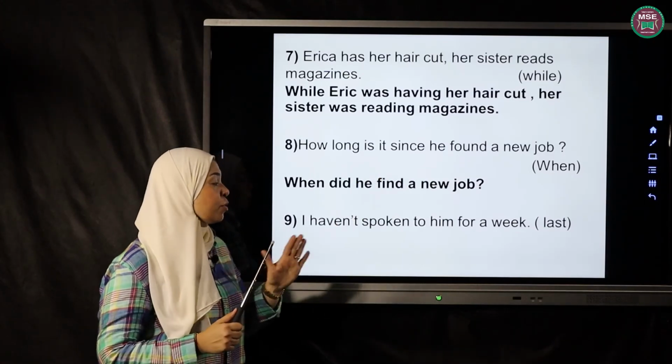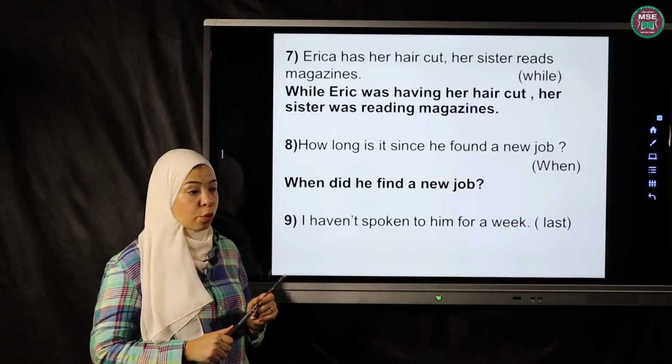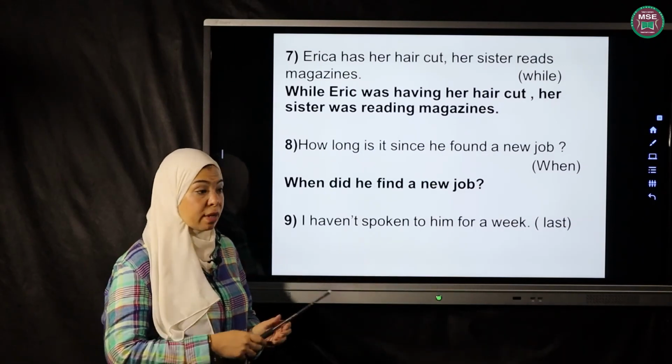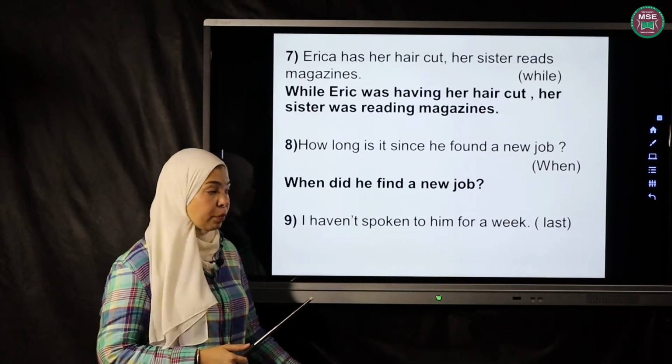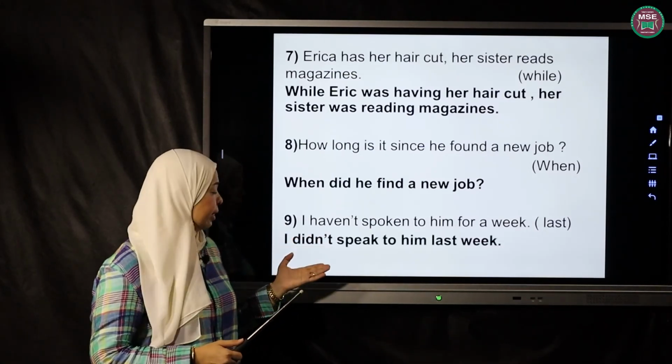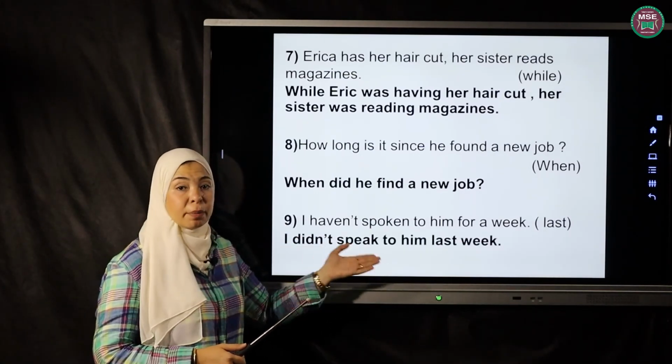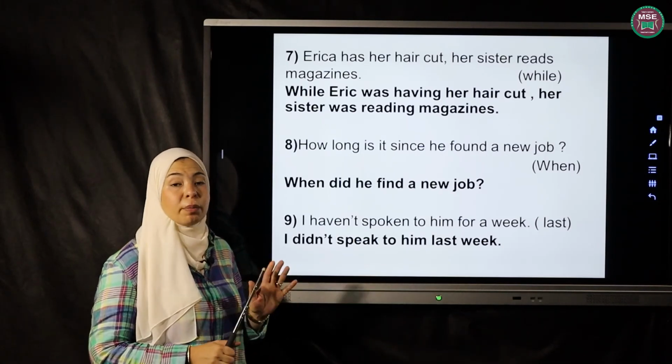Number 9. I haven't spoken to him for a week. And I want you to use last. Present perfect will be changed to past simple. Okay? So instead of saying I haven't, I'll say I didn't speak to him last week.